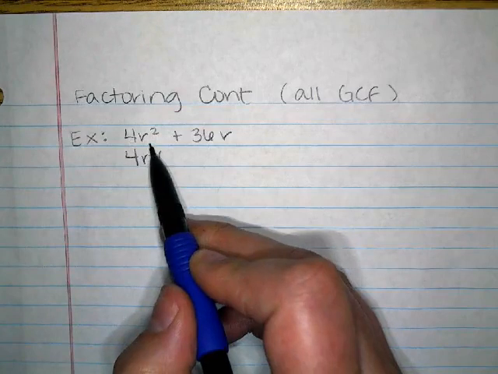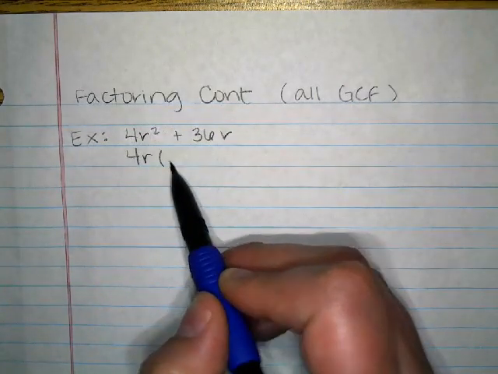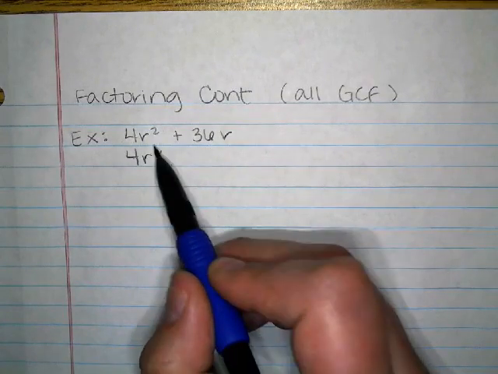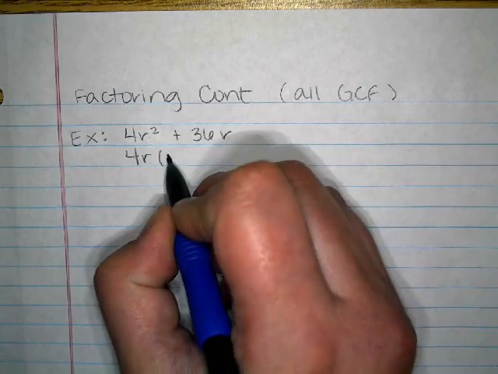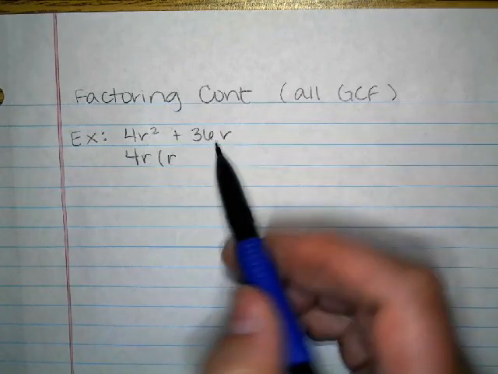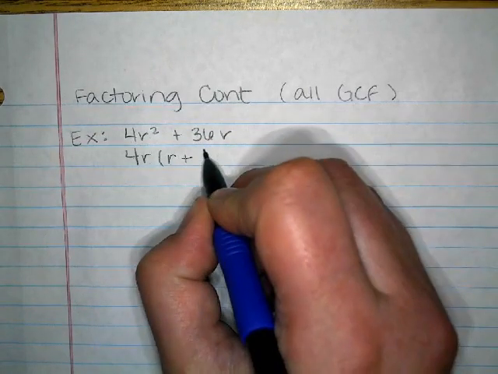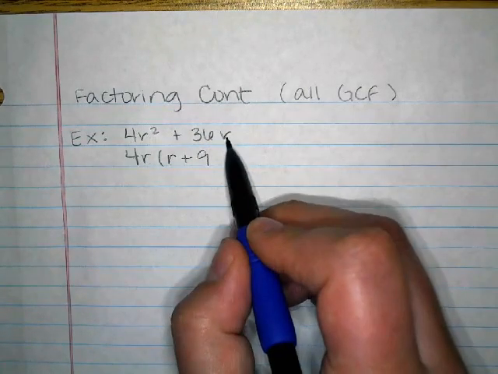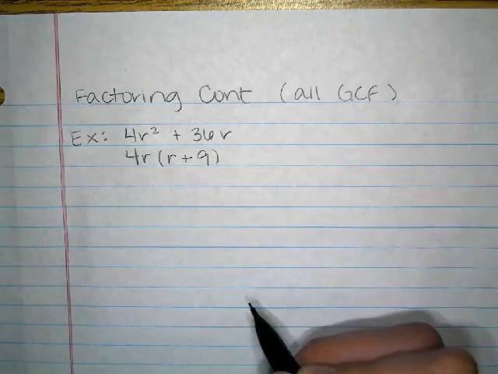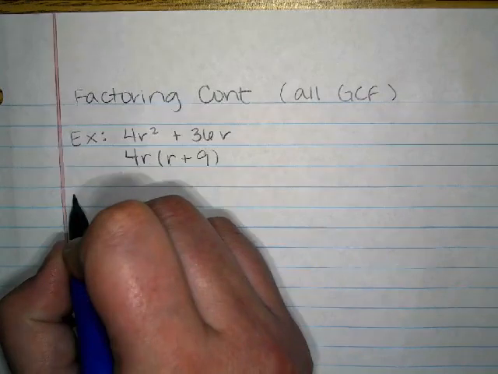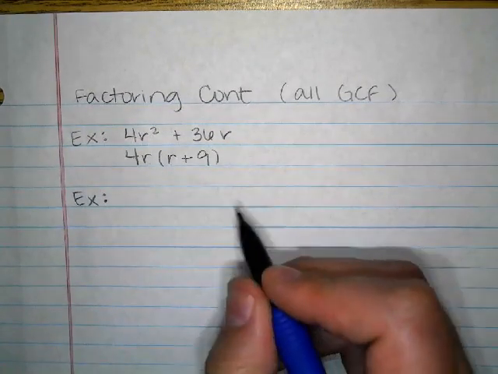And so then when I look at my terms, 4 divided by 4 is 1. You can write the 1 or not write the 1, it's fine. From the r squared, I have 2 r's. I took out one of them. That means that I have 1 left over. Then 36 divided by 4 is 9. I have 1 r over here. I took 1 r out, and so I'm finished. Right? Next, let's go ahead and factor a trinomial.